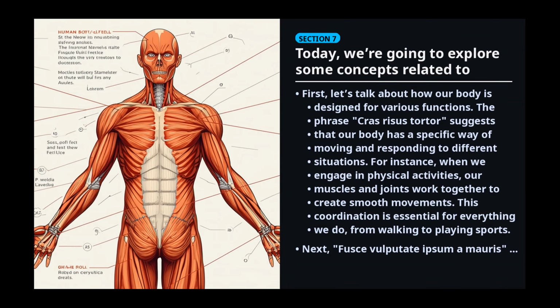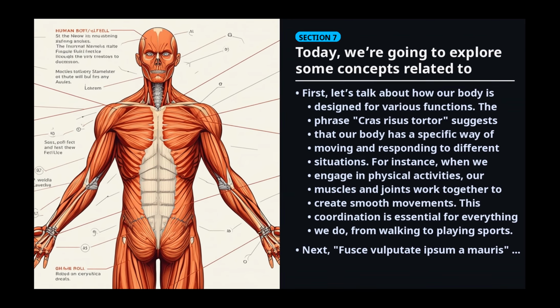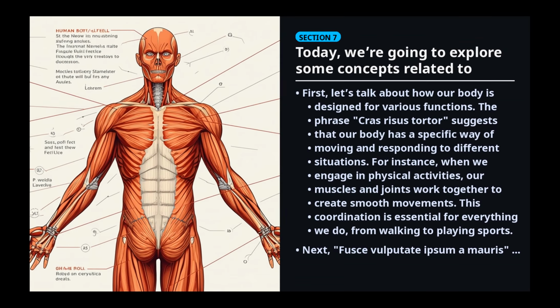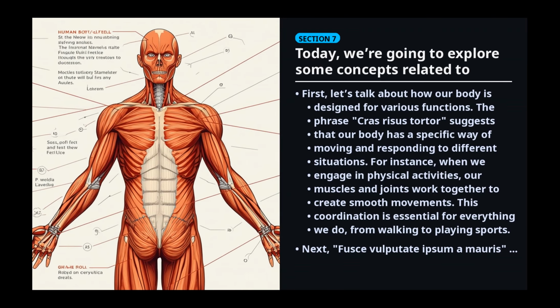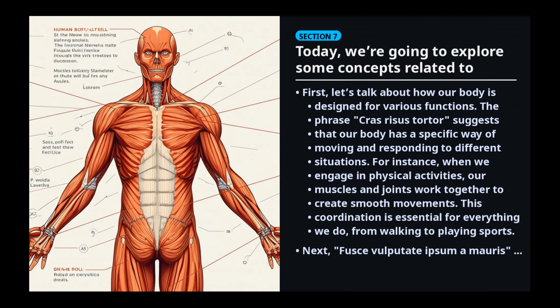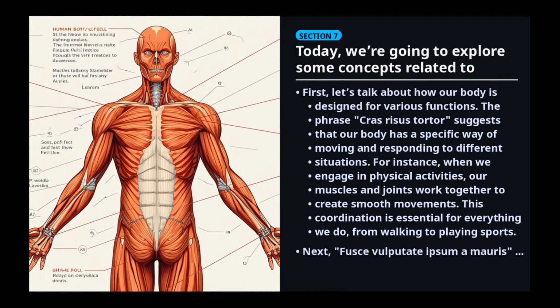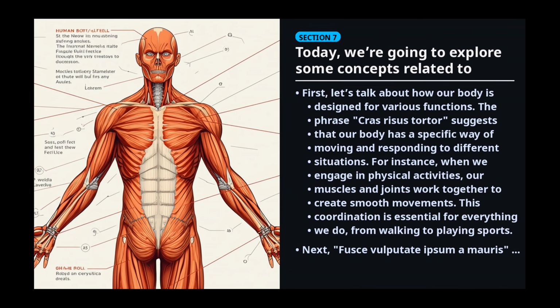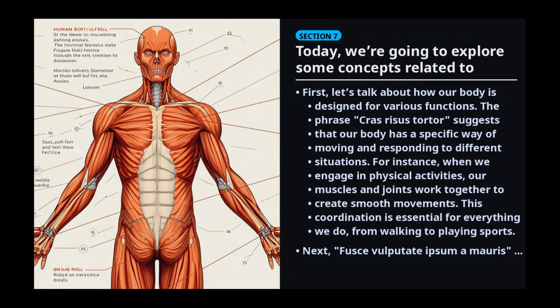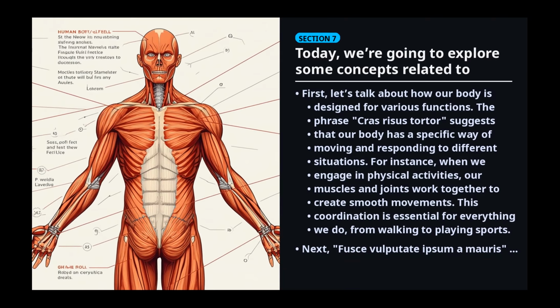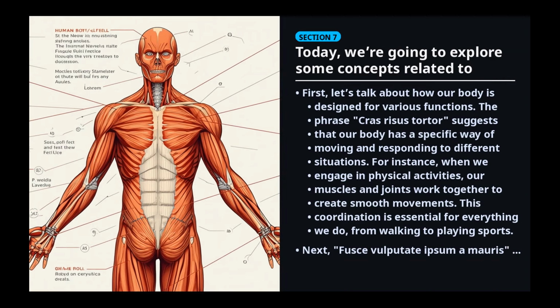First, let's talk about how our body is designed for various functions. The phrase "kra rhesus daughter" suggests that our body has a specific way of moving and responding to different situations. For instance, when we engage in physical activities, our muscles and joints work together to create smooth movements. This coordination is essential for everything we do, from walking to playing sports.